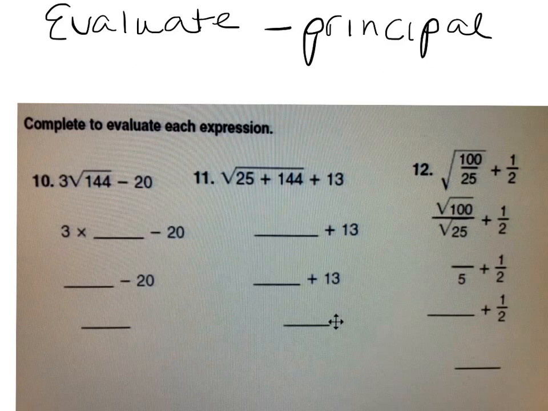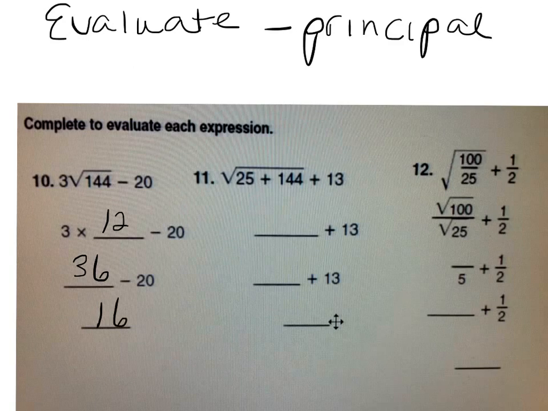Number 10. Also, notice when a number is directly in front of a square root, that's just like when a number is directly in front of a parenthesis. What does that mean? It means we multiply. Okay, so 3 times the square root of 144 minus 20. That's how you read that expression. So what is the square root of 144? It's 12. 3 times 12, 36. 36 minus 20 is 16.